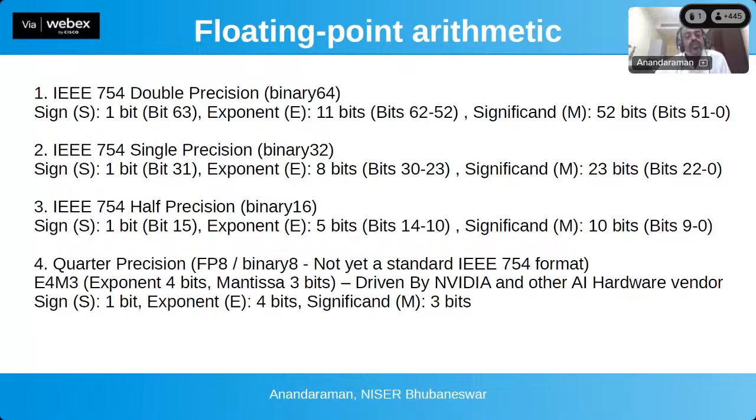For 64 bit, 32 bit and 16 bit, IEEE standards have been established. But quarter precision was introduced by NVIDIA, and still an IEEE format is not established.